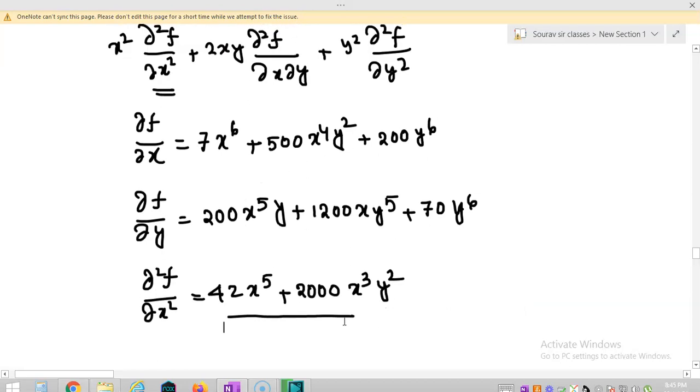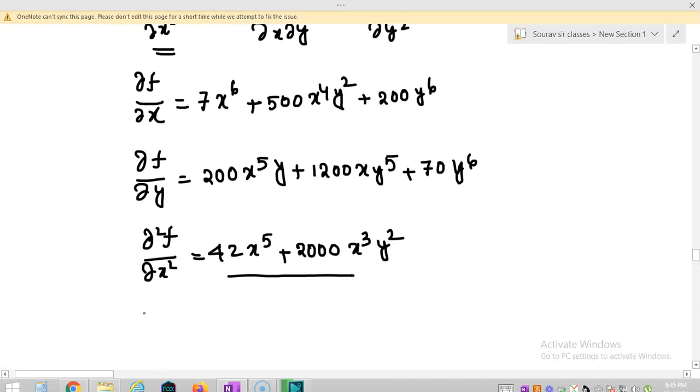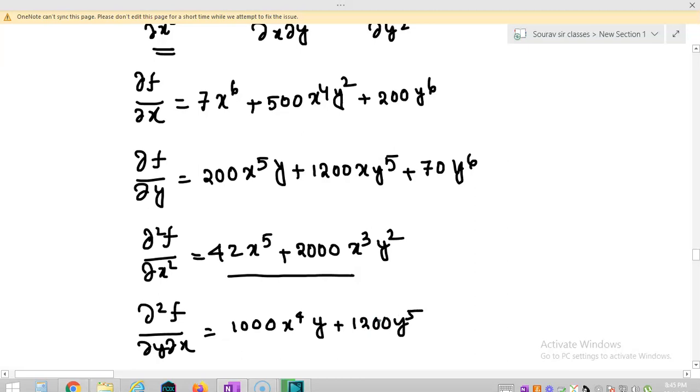So what is del 2f del x del y? Del 2f del y del x will be equal to, I have to differentiate partially del f del x with respect to y. Then I will get 1000 x to the power 4 y, and it will be 1200 y to the power 5, right?